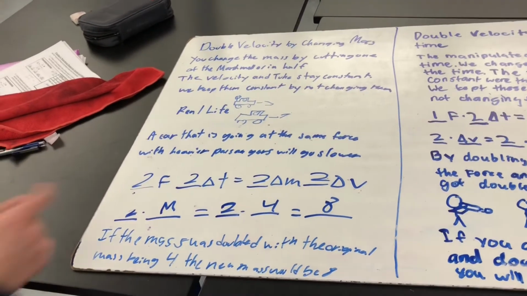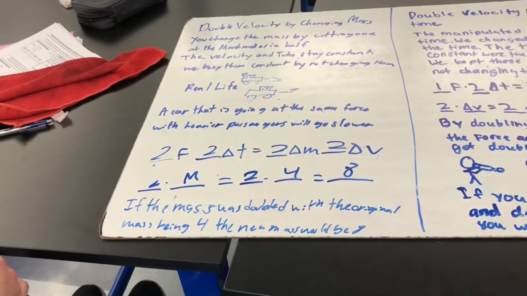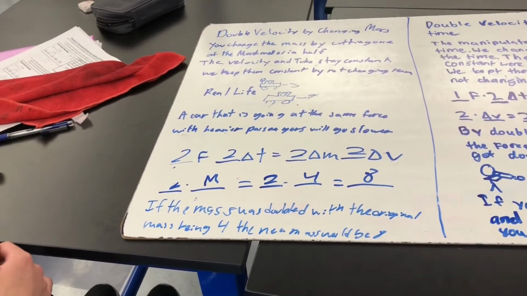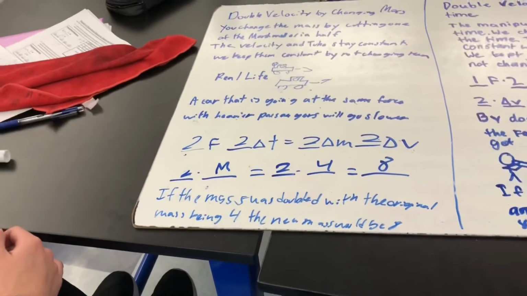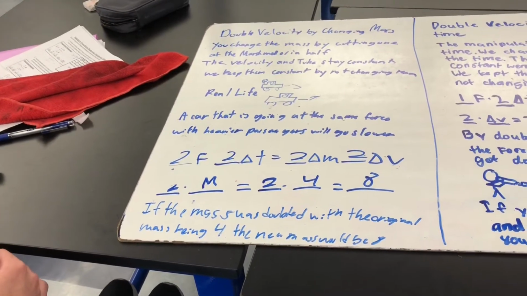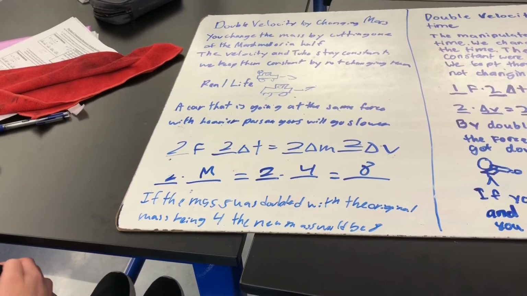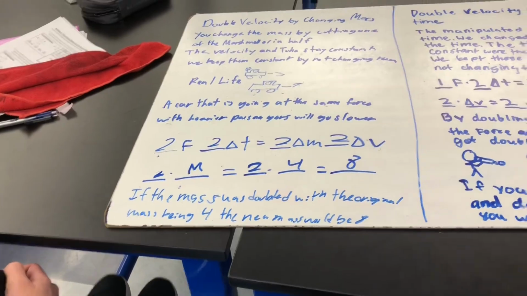So 2F times 2 delta t equals 2 delta m times 2 delta v. 2 times m equals 2 times 4 equals 8. If the mass was doubled with the original mass being 4, the new mass would be 8.